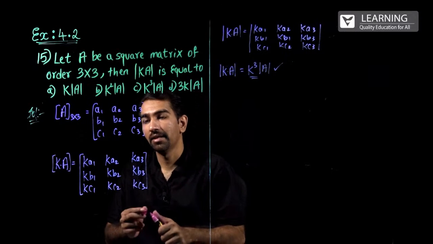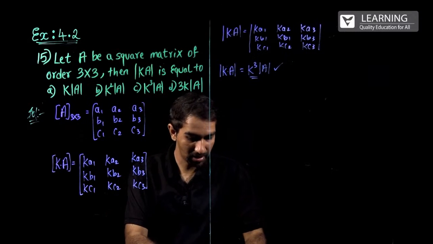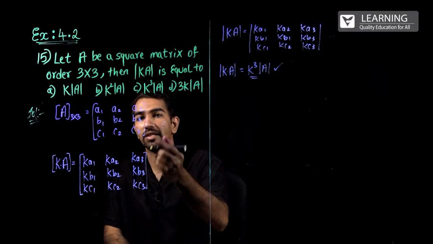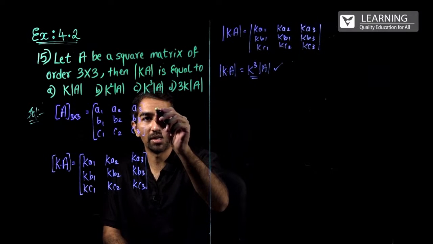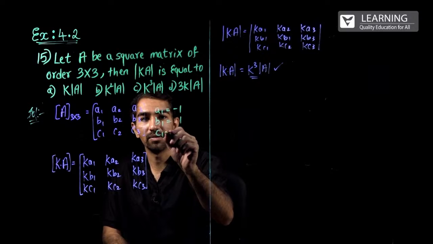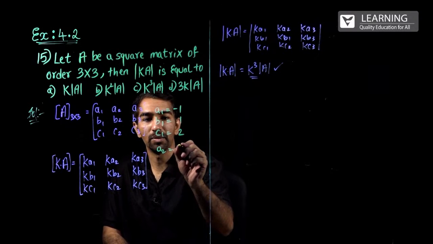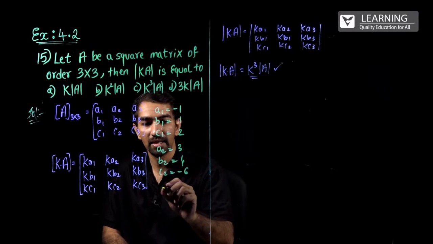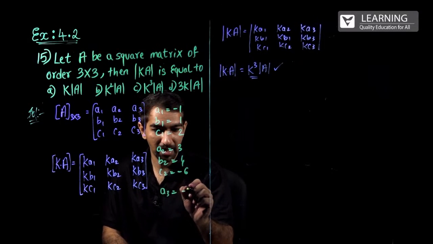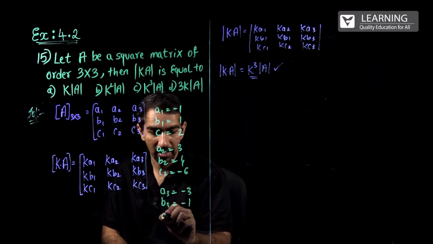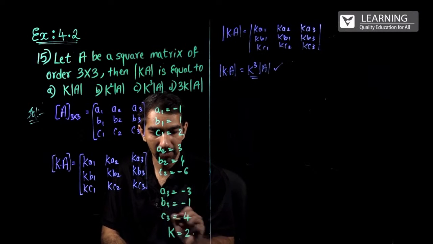So the same thing. Here what you can do, students, you can try this. You can assign some values for A1, A2, A3, B1, B2, B3, C1, C2, C3. So I'll just write down, you can try this one. Let A1 is equal to -1, B1 is equal to 1, C1 is equal to 2, A2 equals 3, B2 equals 4, C2 equals -6 and A3 equals -3, B3 equals -1 and C3 equals 4. And you can take K is equal to 2.